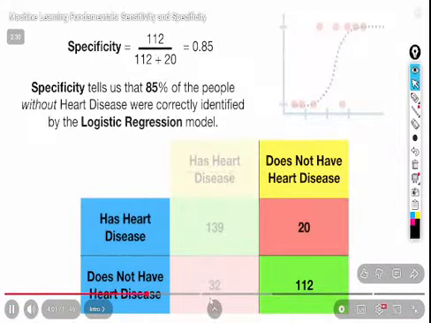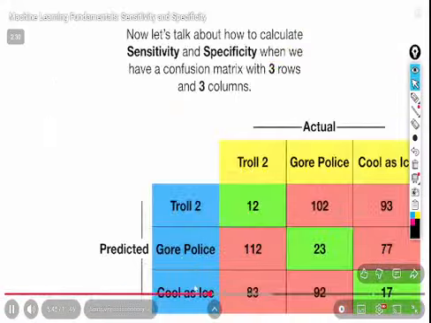Now let's talk about how to calculate sensitivity and specificity when we have a confusion matrix with 3 rows and 3 columns.